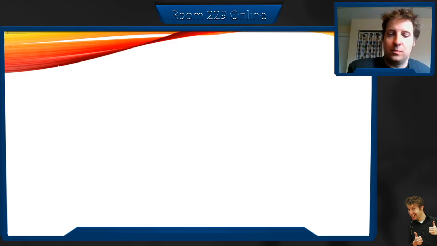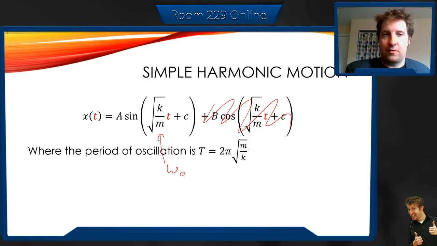right, so we want to get this from, we know that the force is equal to negative kx. And we also know that force is equal to mass multiplied by acceleration, Newton's second law.